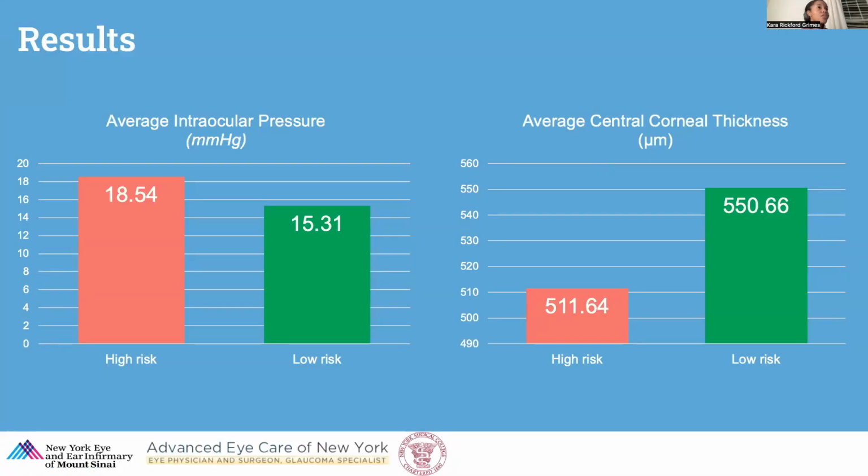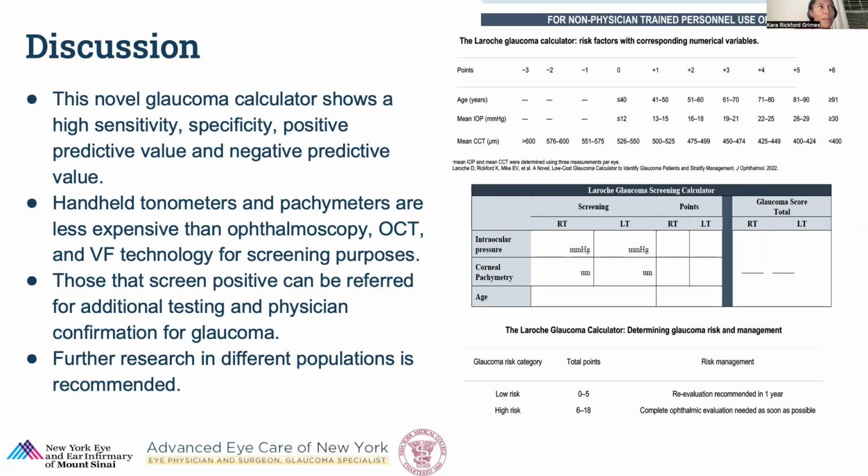Our results also showed findings that correlate to current published literature, including that those considered to be high risk for glaucoma had an increased intraocular pressure compared to those that were low risk and had a decreased central corneal thickness compared to those that were low risk. In summary, this glaucoma calculator had strong data that revealed high sensitivity, specificity, positive, and negative predictive values.